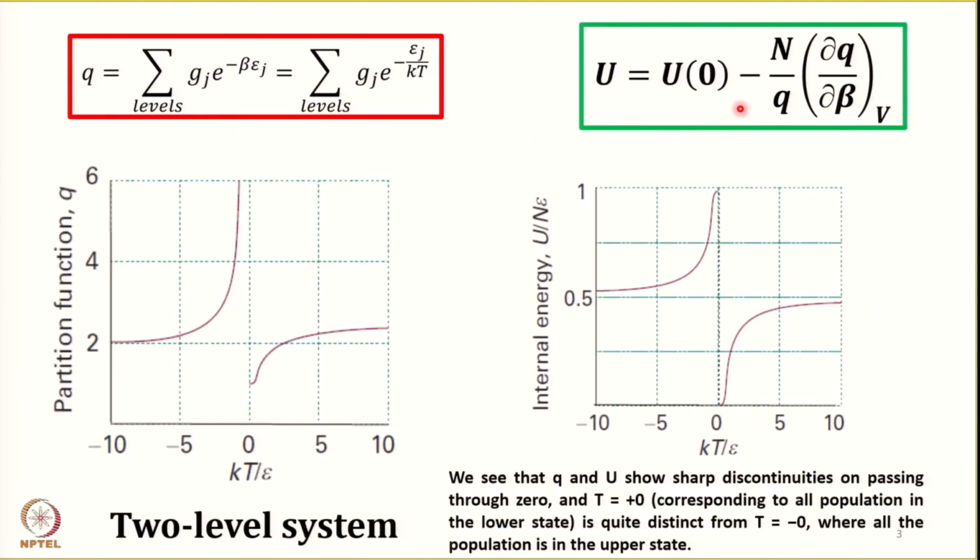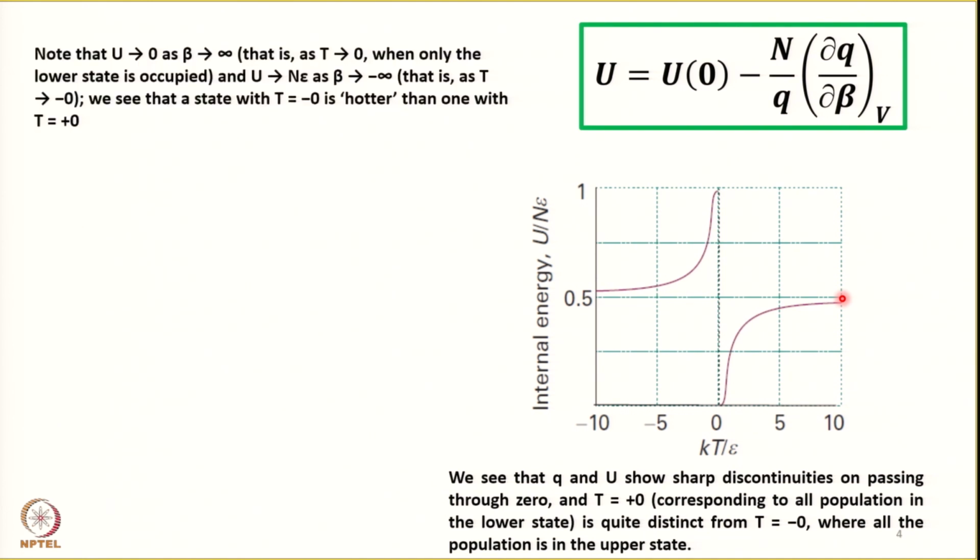Let us talk about the internal energy also. For a two-level system, the partition function is like this, and internal energy also shows a discontinuity. The way we have shown it for the partition function, we can show the same for the internal energy. Let's do that. Since we are talking about a two-level system, let me take the simplest one, with levels 0 and E. So Q is equal to 1 plus exponential minus beta E. This is Q for this system.